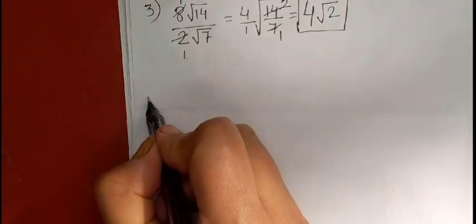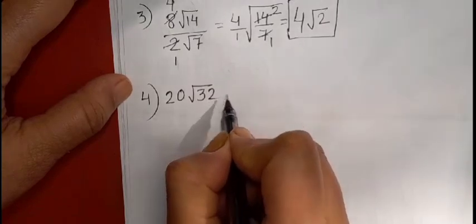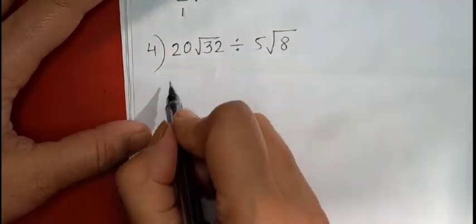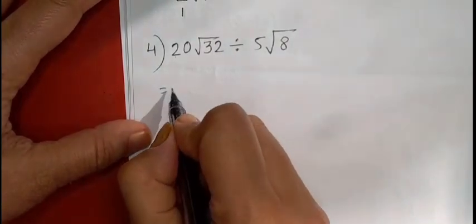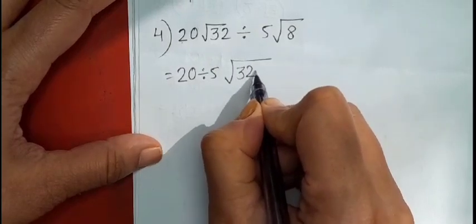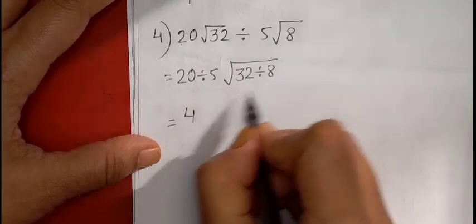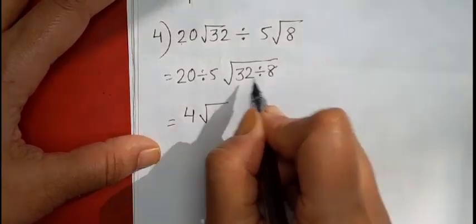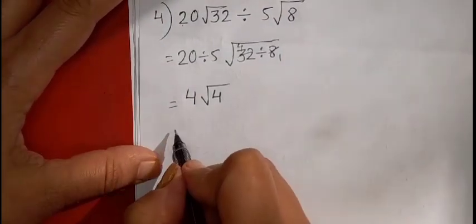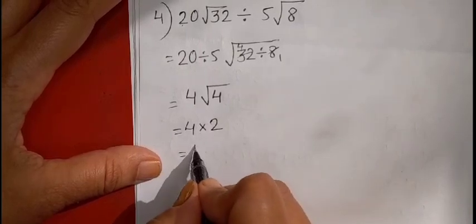Let us take our fourth example. Assuming I take 20 root 32 divided by 5 root 8. We have to divide the rational number by the rational number, so 20 divided by 5, and the radicand will be divided by the radicand, so 32 divided by 8. Here we get 20 divided by 5 as 4, and in the radicand we have 8 times 1 is 8, 8 times 4 is 32. So here we'll get root 4. Now the square root of 4 means 2. So we'll get 4 times 2, 8, as the solution.